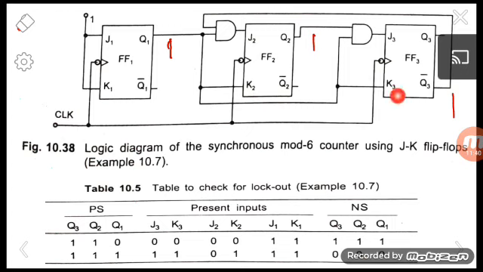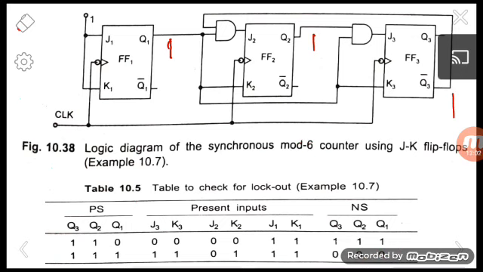And J3 and K3 will be 1 1 again. That is the toggle condition. So here Q3 is 1, so the output will toggle. So Q3 becomes 0. So the next state will be 0 0 0, which is a valid state for a mod 6 counter.